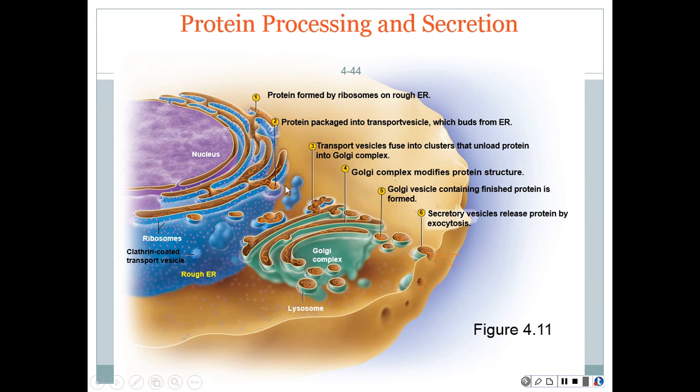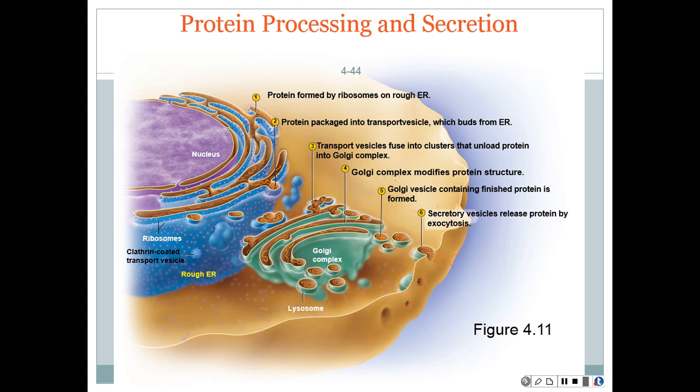The ER is going to pinch off a bubble-like transport molecule coated with clathrin that holds completed proteins. Now these are going to transport the vesicles. These transport vesicles may fuse and move to the Golgi apparatus. So here it is pinching off, and they're going to move to the Golgi apparatus.